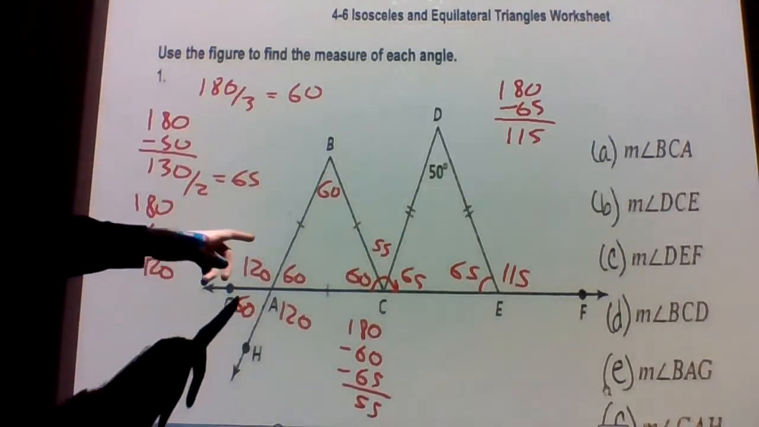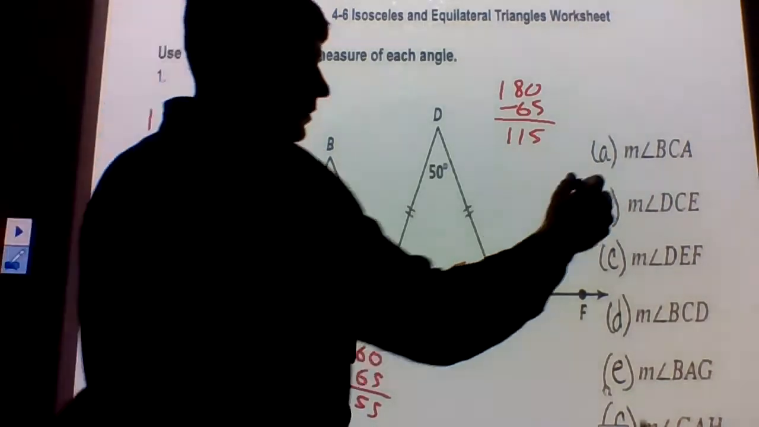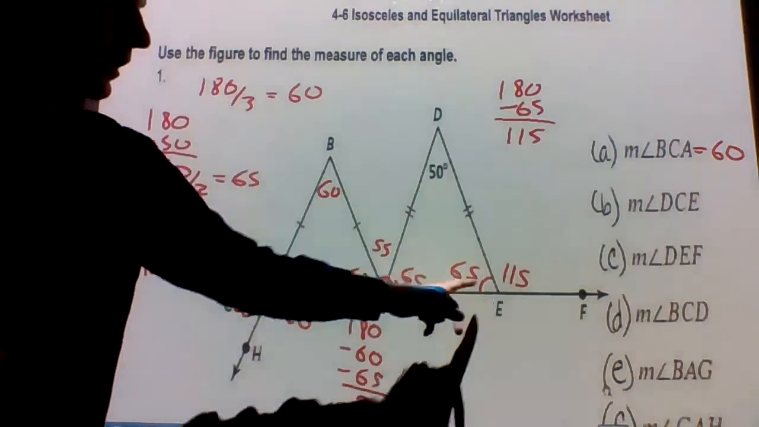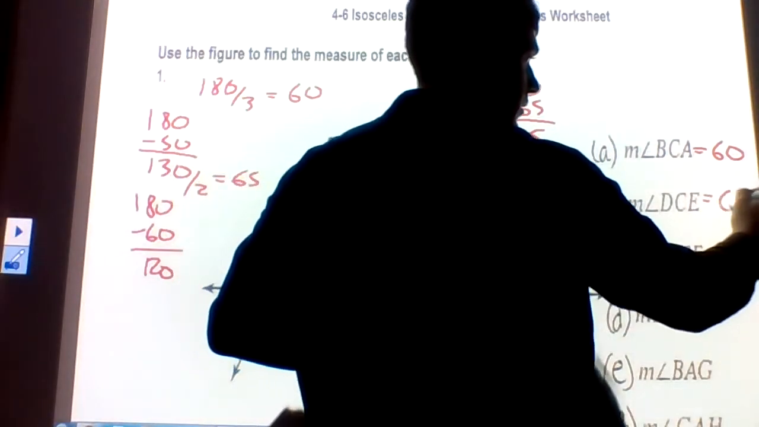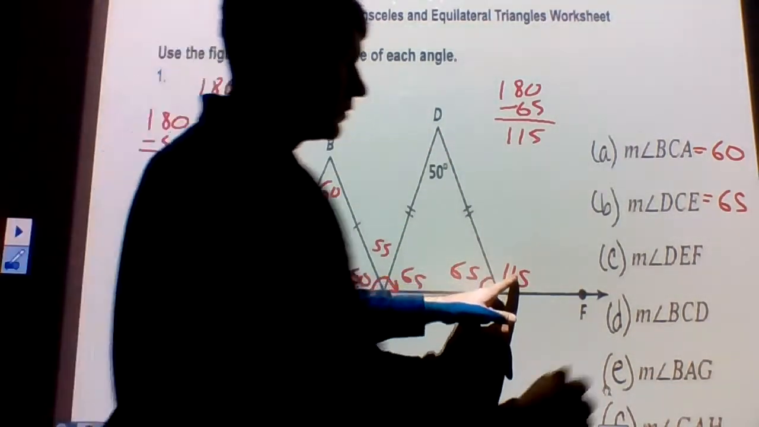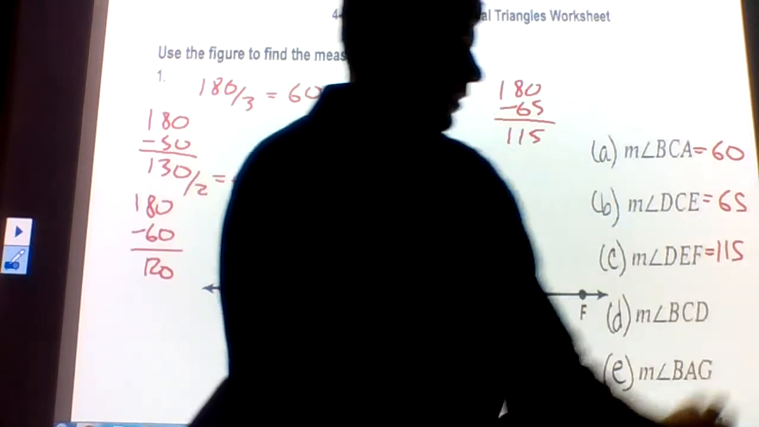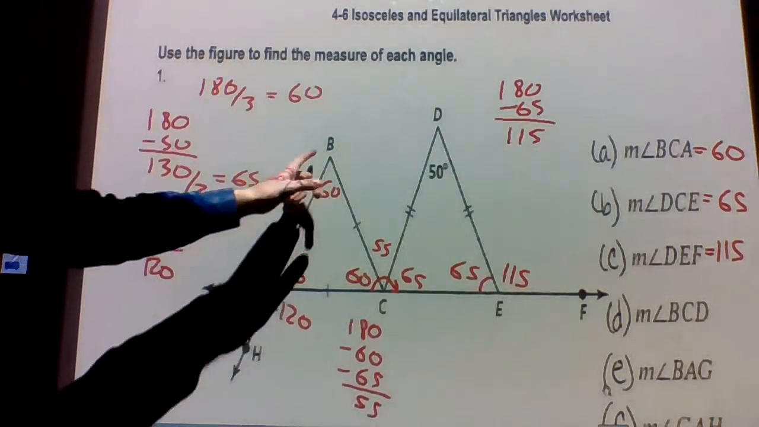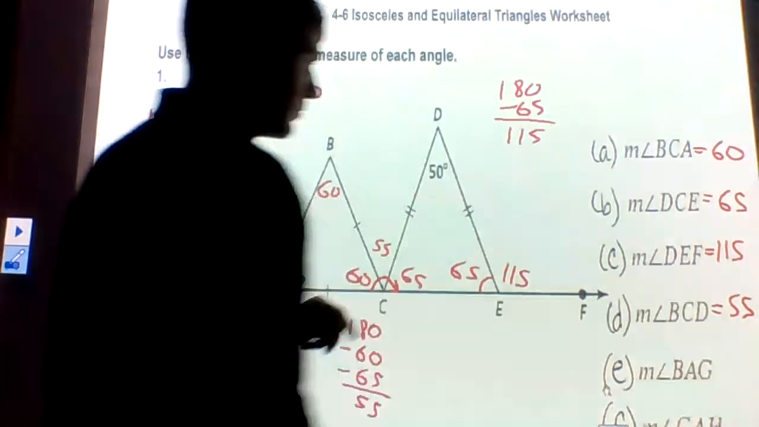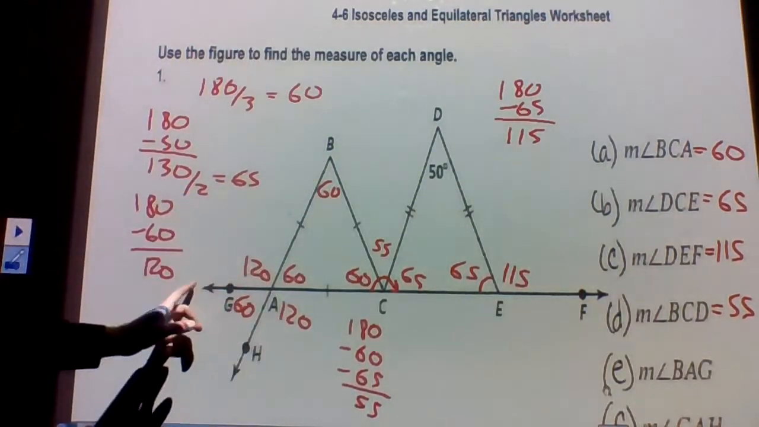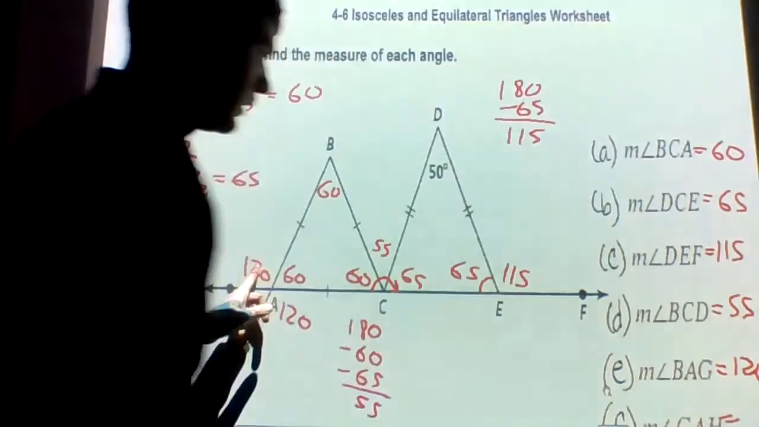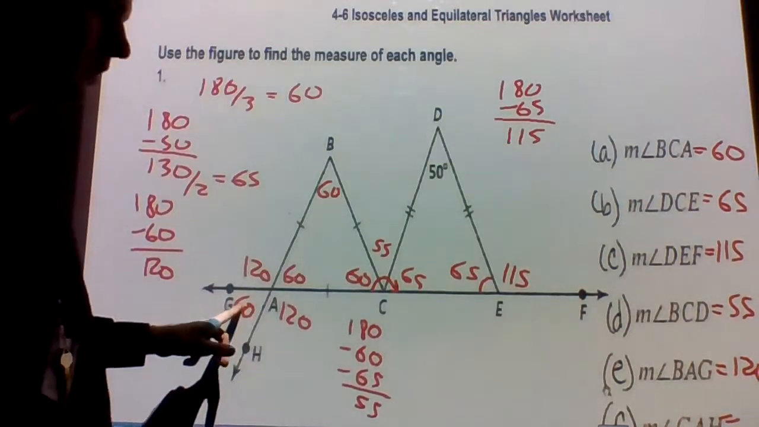From there, we can just fill in, right? So BCA is 60. DCE is 65. DEF is 115. BCD is 55. Measure of angle BAG is 120. And then the measure of angle GAH is 60 degrees.